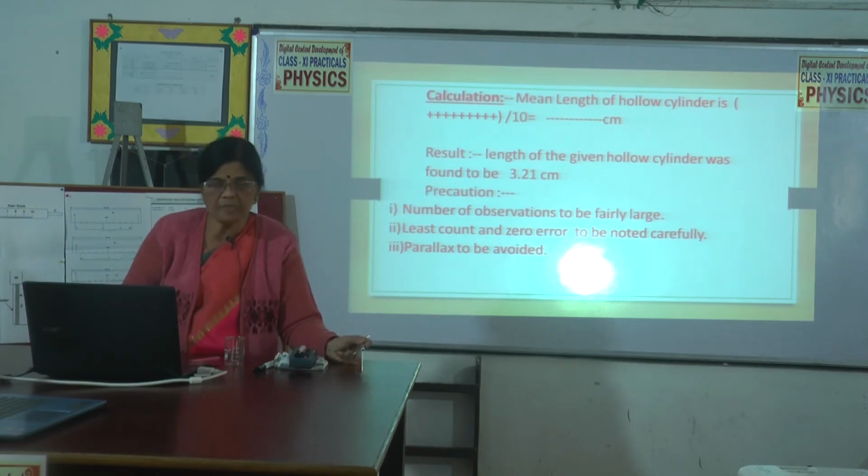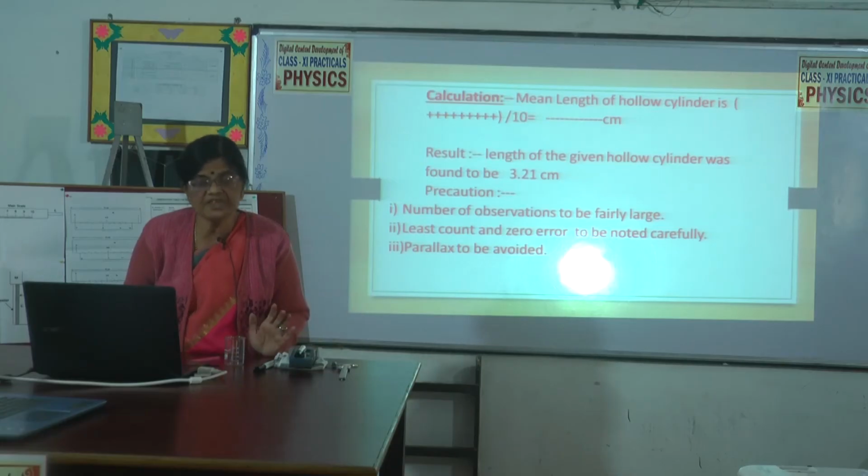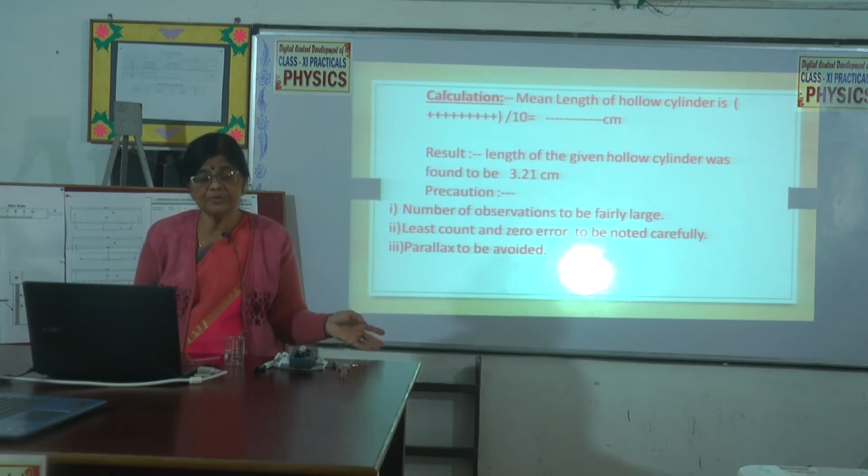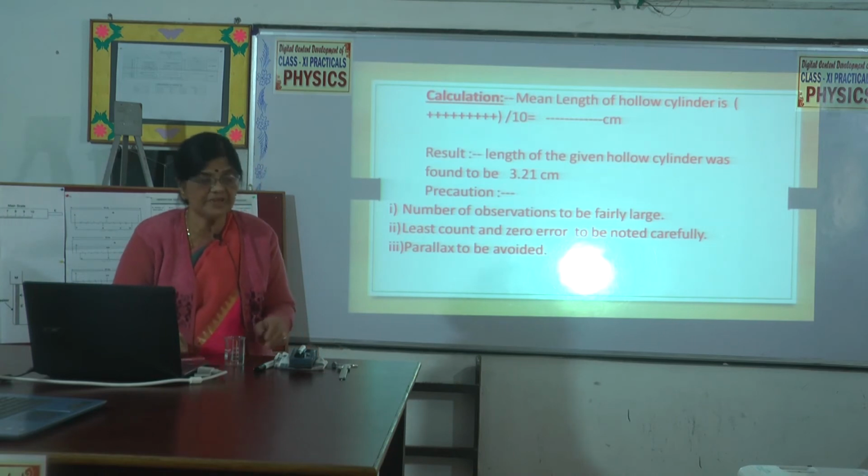There when I determined it was 3.21. The number of observations, you have to write down what are the precautions that you have taken. You have to have a fairly large number of observations. Least count and zero error should be noted carefully, and the parallax should be avoided. What do you mean by parallax?